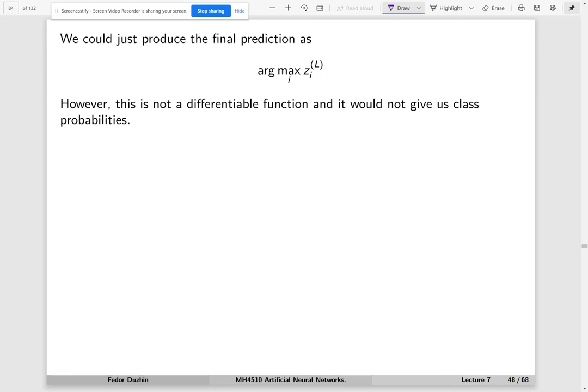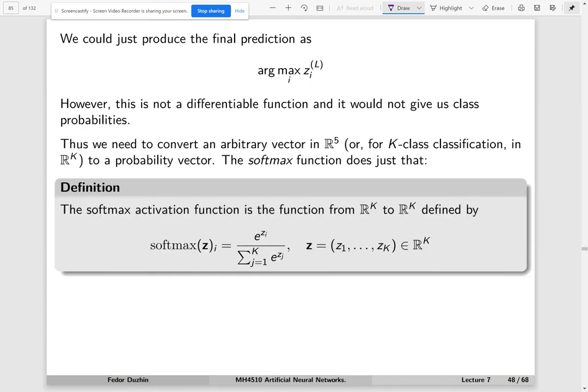But if our model is not very confident, so if, I don't know, it predicts that the probability that this person is wearing a face mask is 0.6 rather than 0.99, then we could probably interfere as a human and see what's going on there. So it is convenient to have class probabilities, right? So we need to convert an arbitrary vector in R5 to a probability vector, and the softmax function does just that.